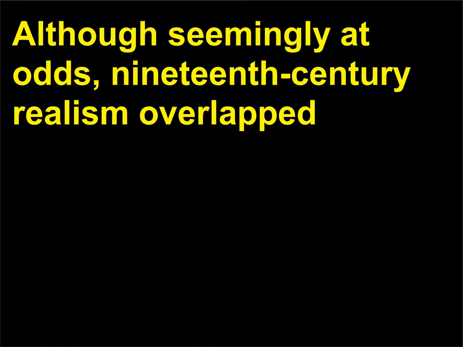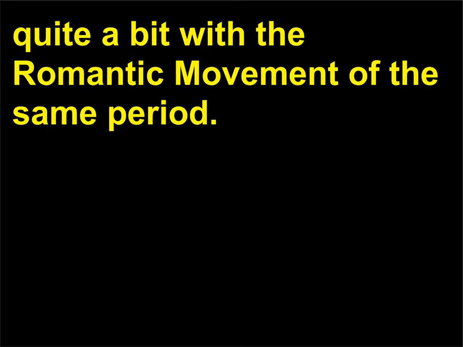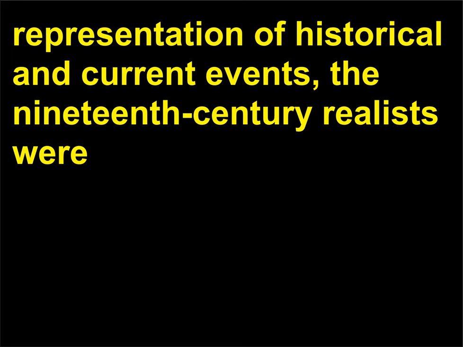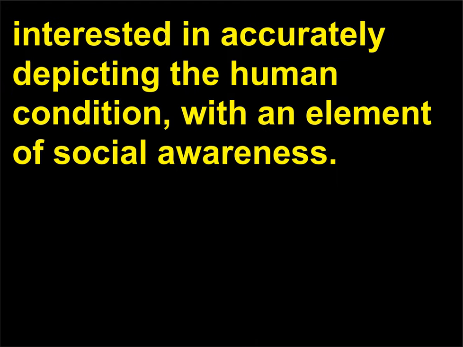Although seemingly at odds, 19th century realism overlapped quite a bit with the Romantic movement of the same period. While the Romantics reacted against the Enlightenment and were often idealistic in their representation of historical and current events, the 19th century realists were interested in accurately depicting the human condition, with an element of social awareness.